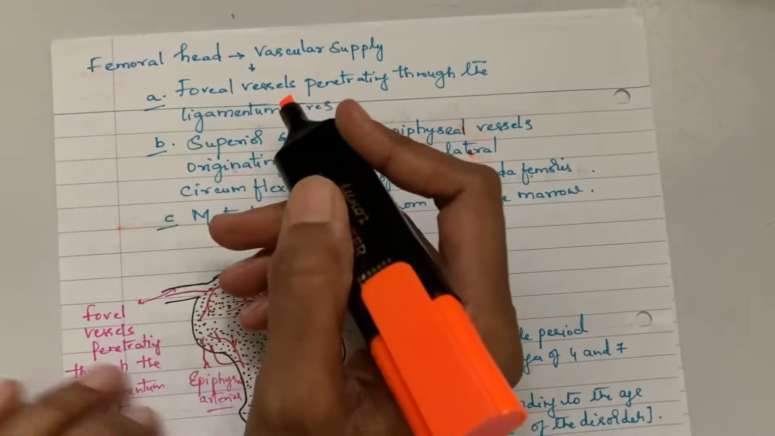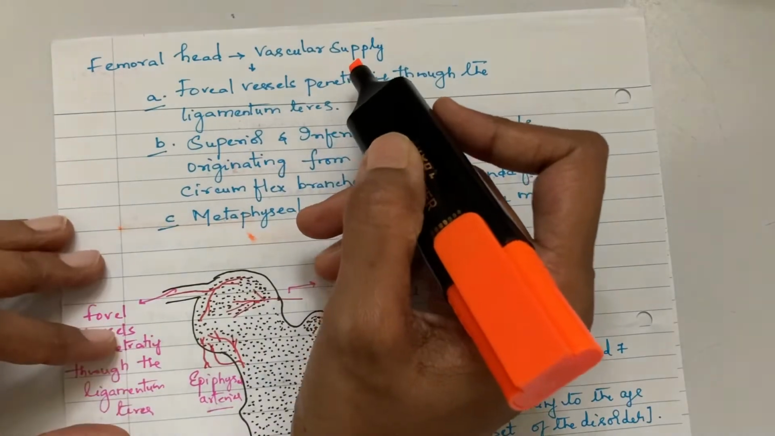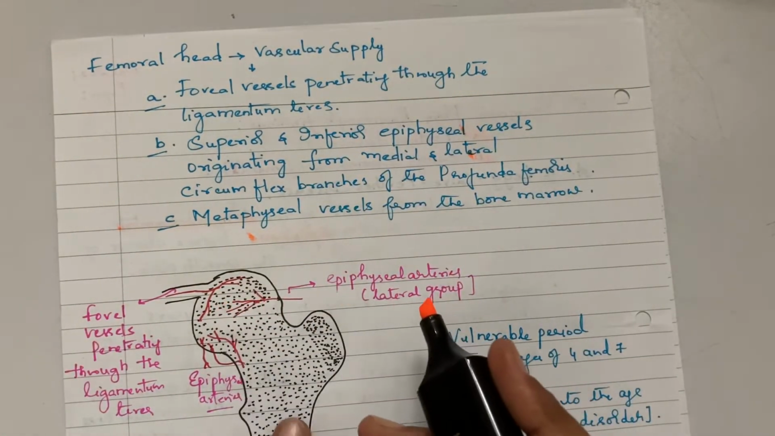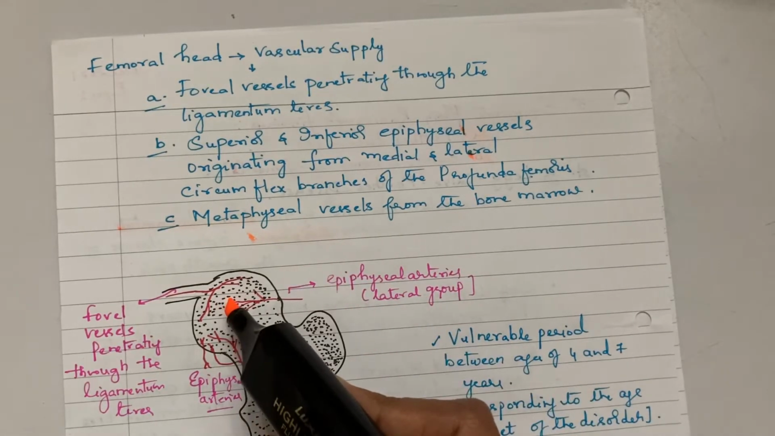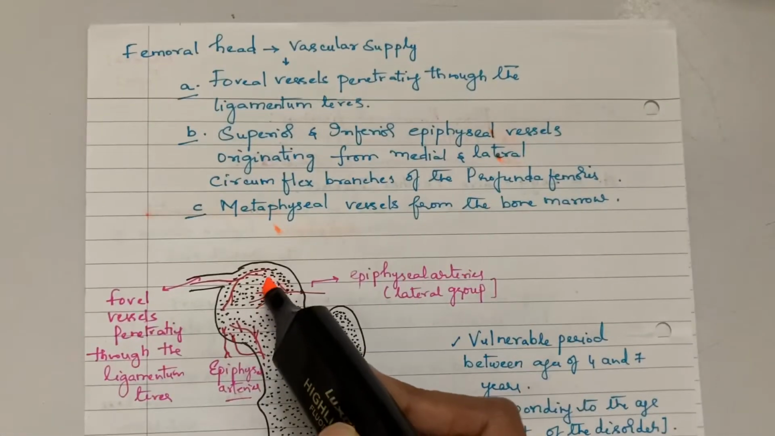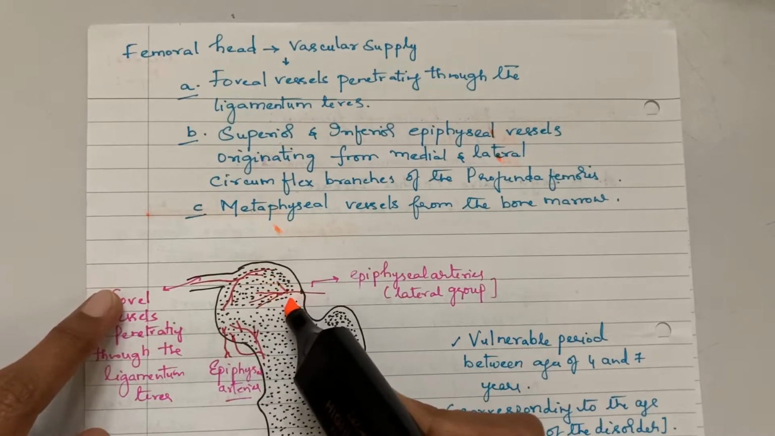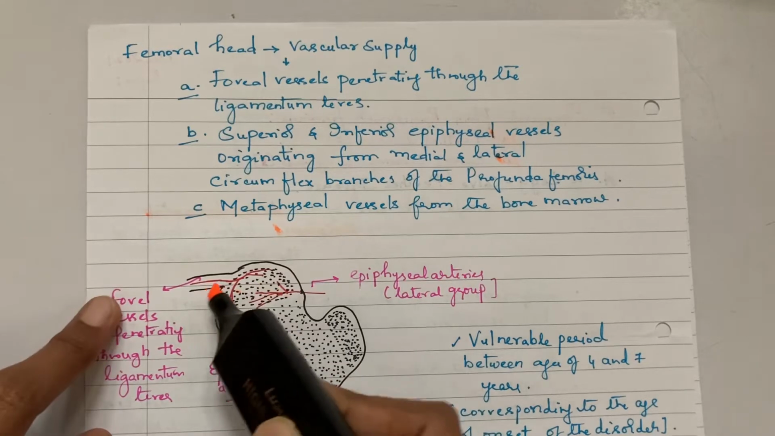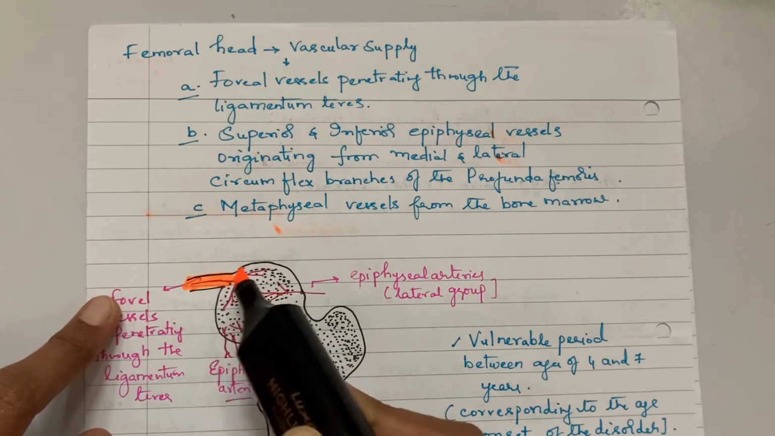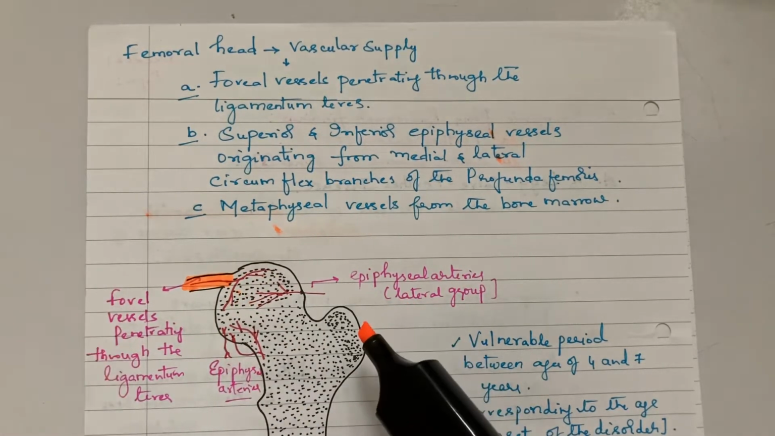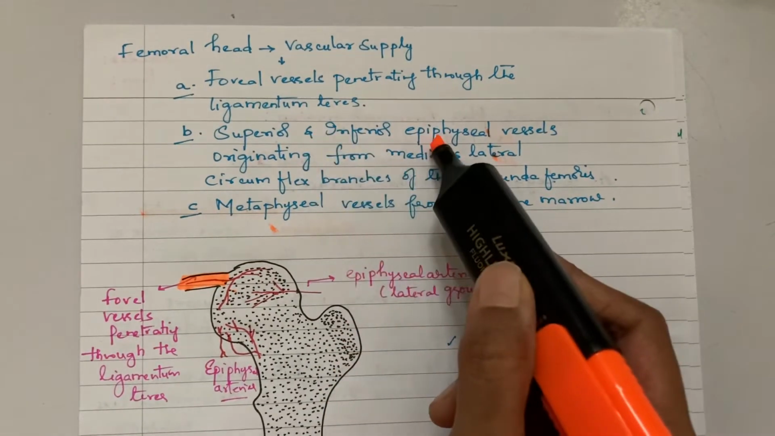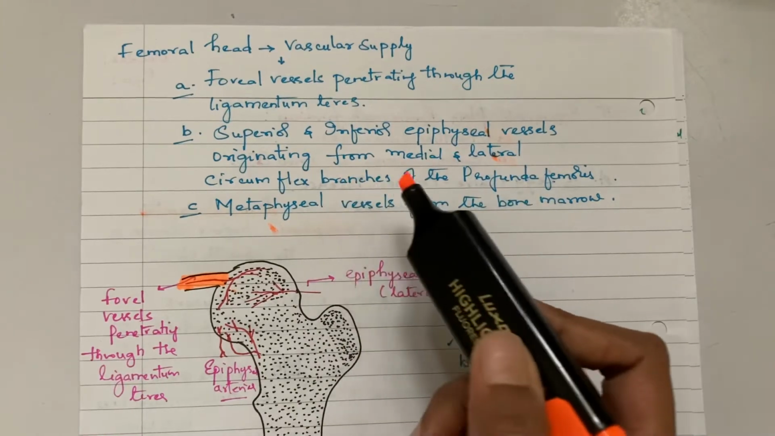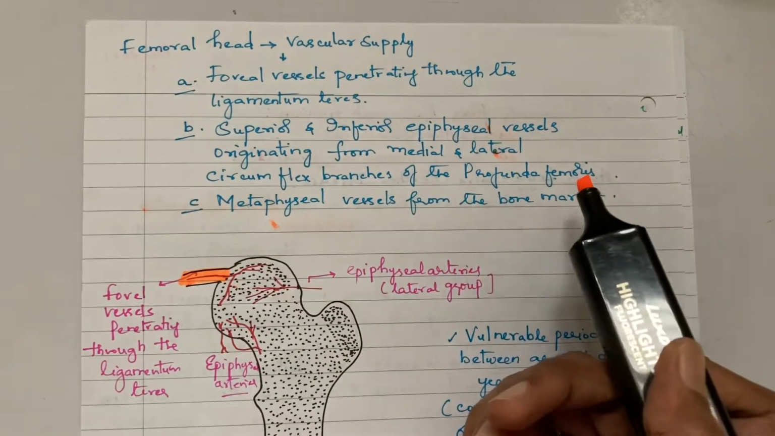Coming to the femoral head, the normal vascular supply. This is a femoral head. We have foveal vessels. Through the foveal vessels, the femoral head gets blood supply. The foveal vessels penetrate through the ligamentum teres. This is the ligamentum teres, and from here we get the foveal vessels. Then we have superior and inferior epiphyseal vessels originating from the medial and lateral circumflex branches of the profunda femoris.